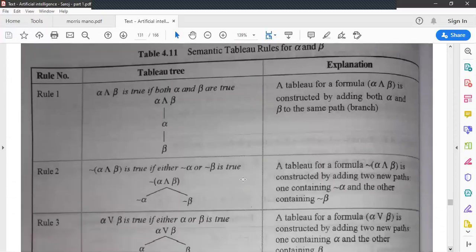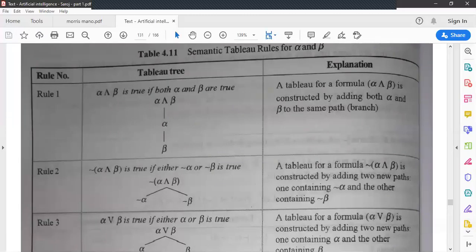You have rule number 1. If you look at rule number 1, it is alpha and beta, which is true if both alpha and beta are true. You know about this. But how can you write it in the form of a semantic tableau rule? You put this formula alpha and beta, and then you break it up into alpha and beta as the branches of the root.